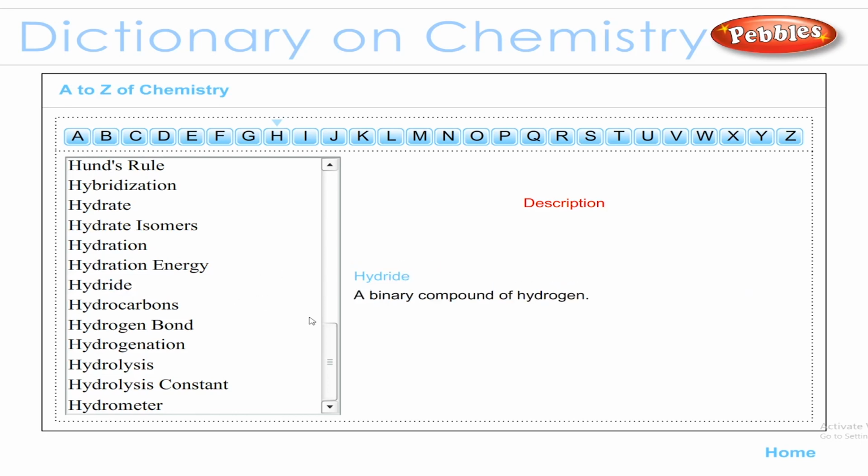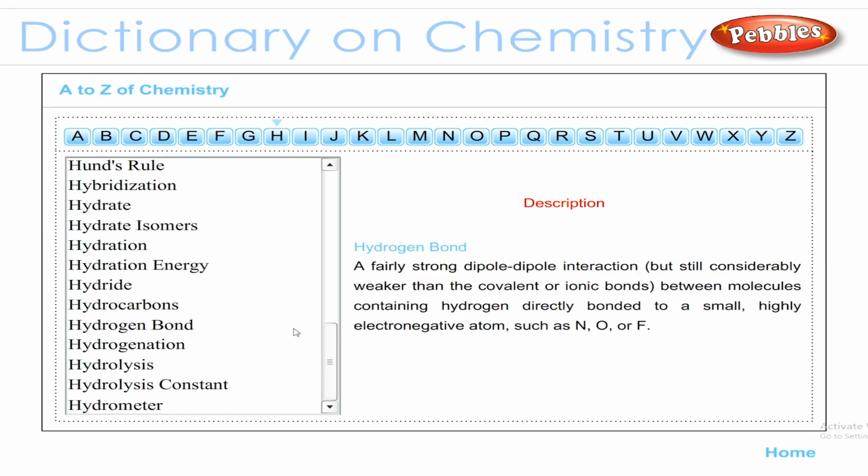Hydride. A binary compound of hydrogen. Hydrocarbons. Compounds that contain only carbon and hydrogen. Hydrogen bond. A fairly strong dipole-dipole interaction, but still considerably weaker than the covalent or ionic bonds, between molecules containing hydrogen directly bonded to small, highly electronegative atoms such as nitrogen, oxygen or fluorine.